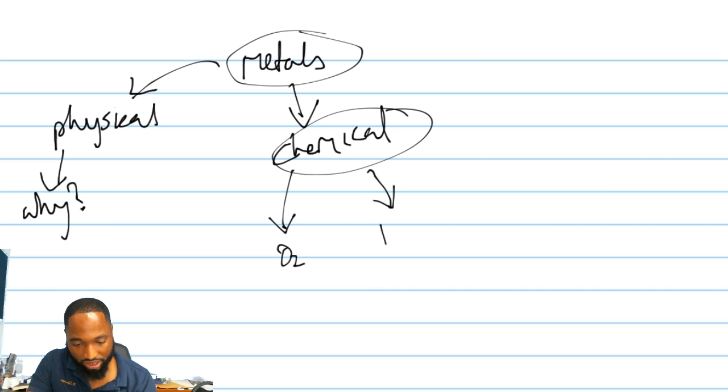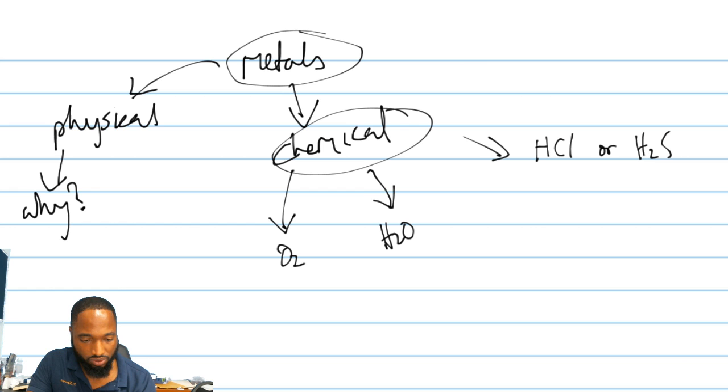It's how it reacts with water or steam. And the last one is like HCl or H2SO4, but you want dilute. We just talk more about dilute acid. So we just need to do this last one and we're done.